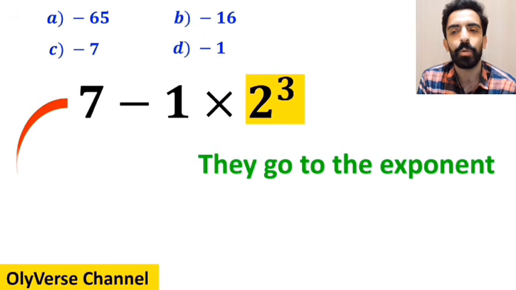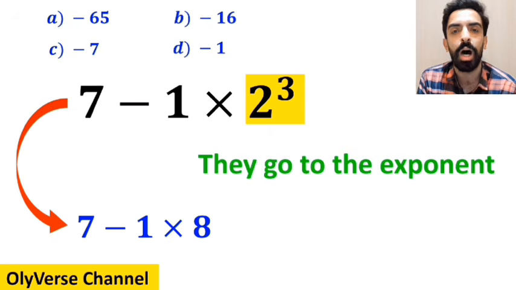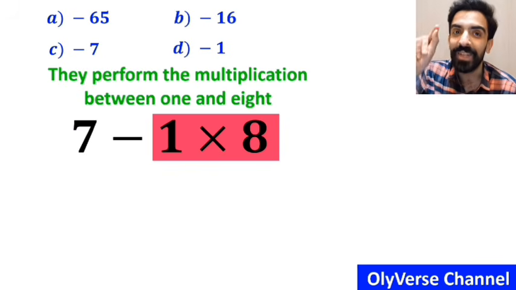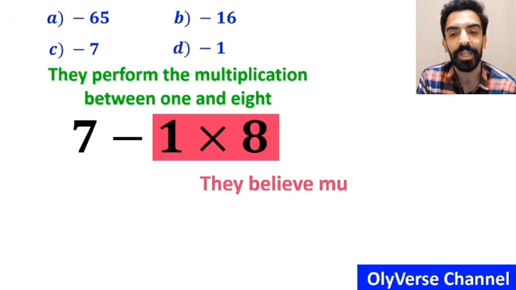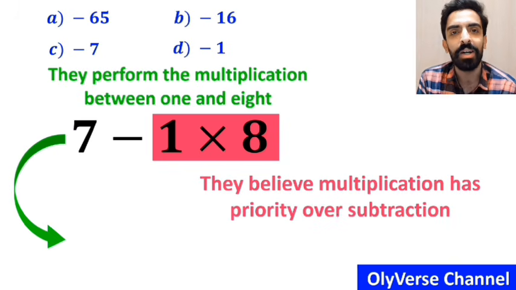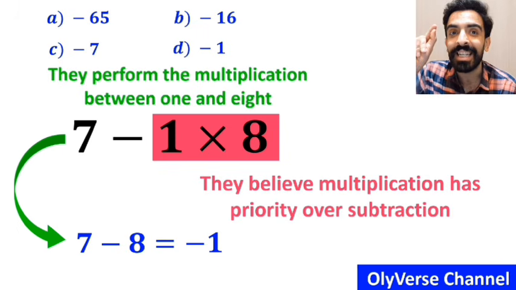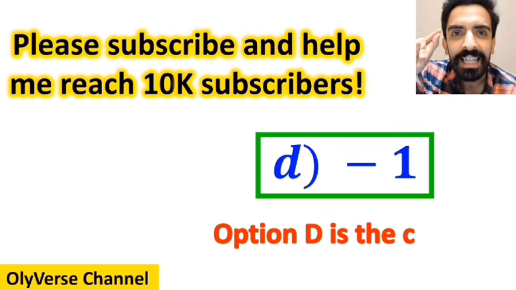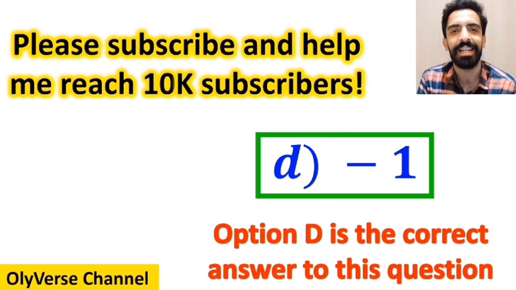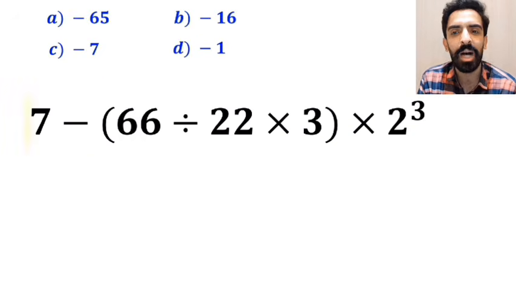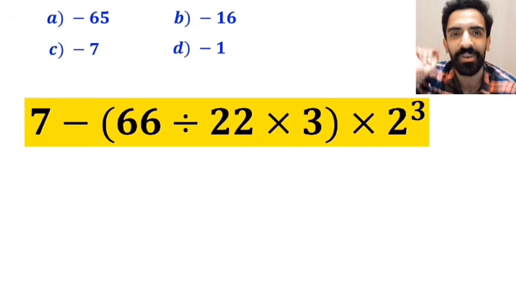Next, they go to the exponent and simplify to 7 minus 1 multiplied by 8. And the final step, they perform the multiplication between 1 and 8 because they believe multiplication has priority over subtraction. So, they rewrite this expression as 7 minus 8, which eventually gives them the answer negative 1. Then, they quickly say that option D is the correct answer to this question. However, that's definitely wrong. Alright, now let me show you how to solve this expression correctly.